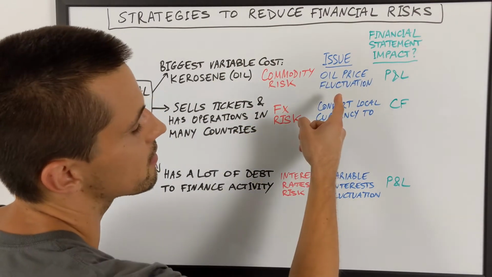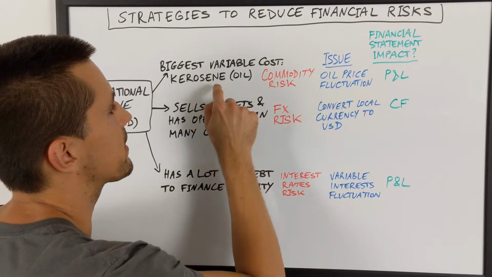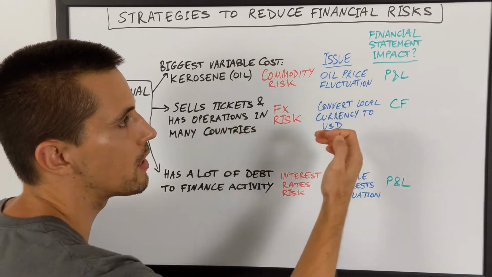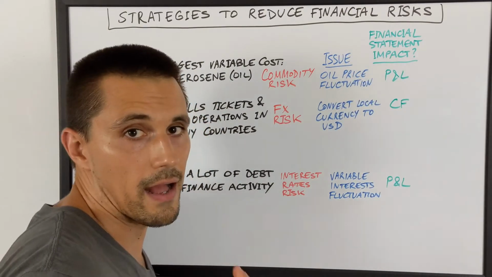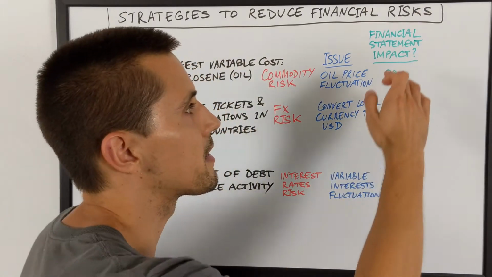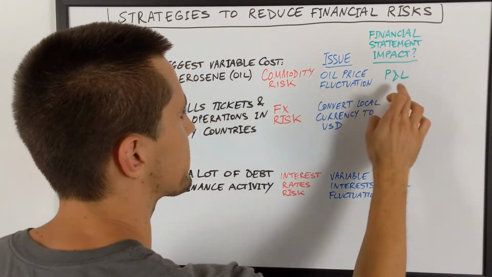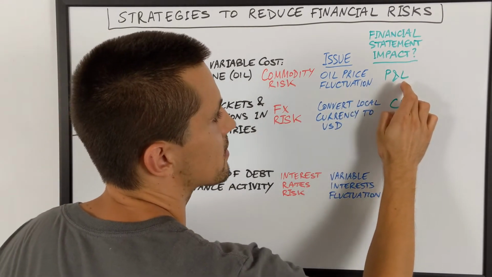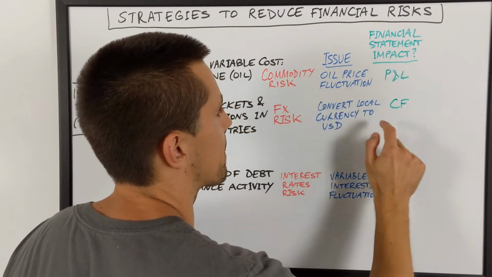You will see that here talking about costs, because the price of the kerosene going up and down will have a direct impact on your cost structure, and your costs, you will find them in your profit and loss statement, so in the P&L. So here, when you're looking at the financial statement impact for the first line, it's going to be in your profit and loss statement, because we are talking about cost fluctuation.